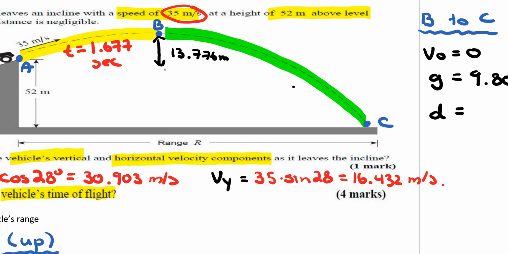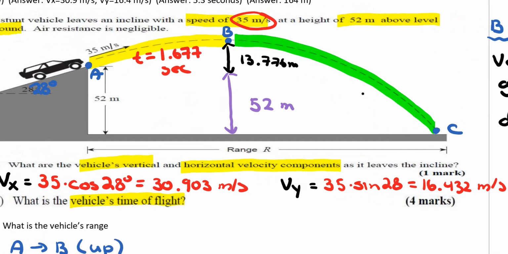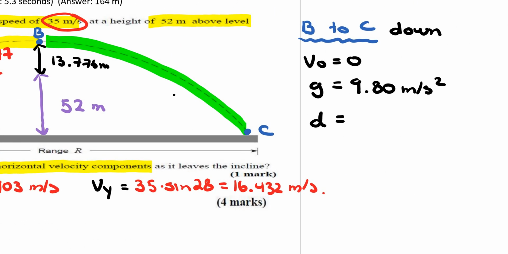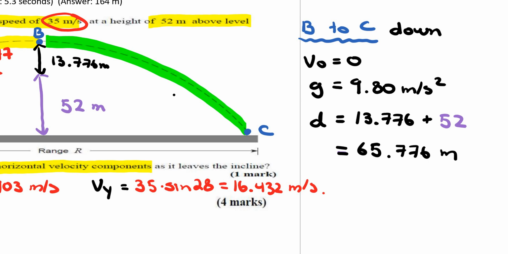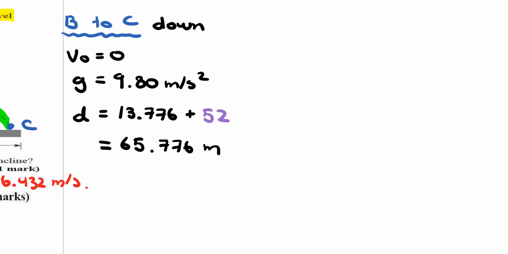Now we know that the initial height that this car is standing upon is 52 meters above the ground. So the total distance from B to C that we travel is going to be the 13.776 plus the 52 meters. And that total distance that the car travels from B to C is going to be 65.776 meters. Okay, after that, I want to find the time that it takes for this vehicle to go from B to C so it hits the ground.